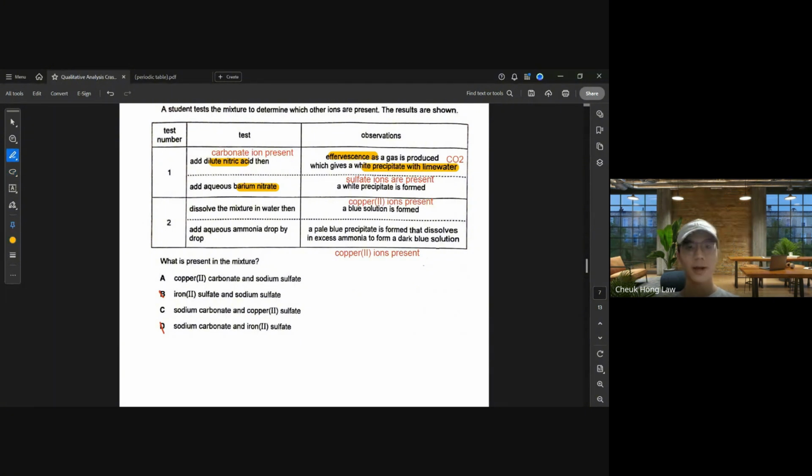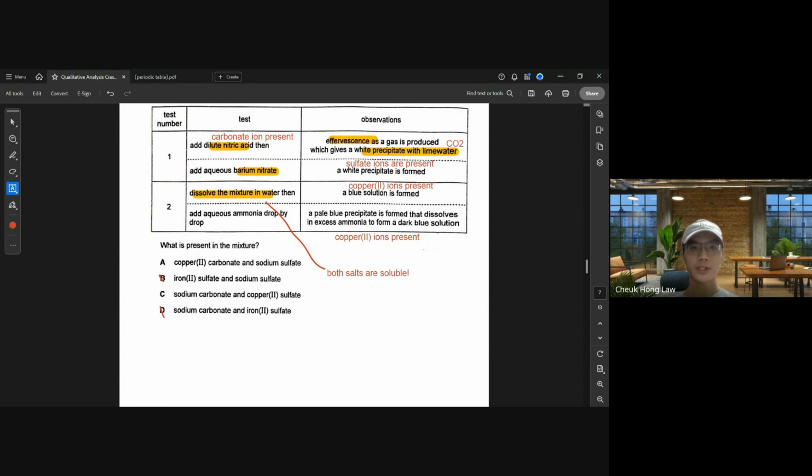So how do we find the answer? If you read carefully, test number 2 says dissolve the mixture in water. Dissolve the mixture in water, then a blue solution is formed. What does this tell you? This tells me that both salts are soluble. So I'm going to check whether all these salts are soluble.